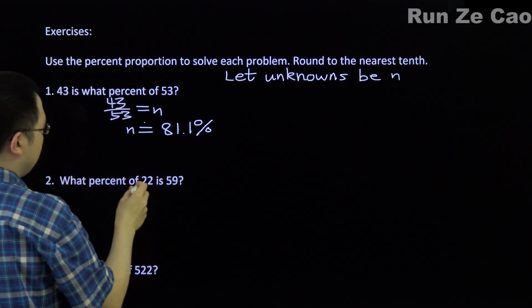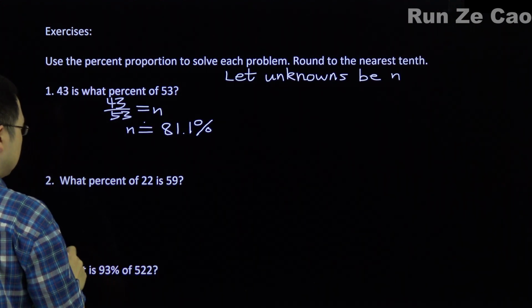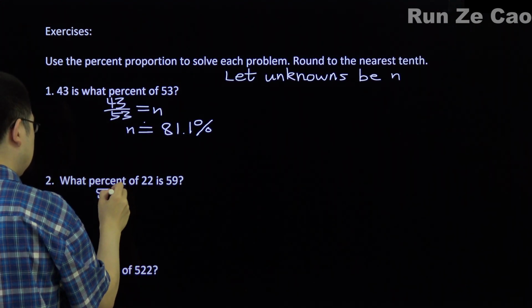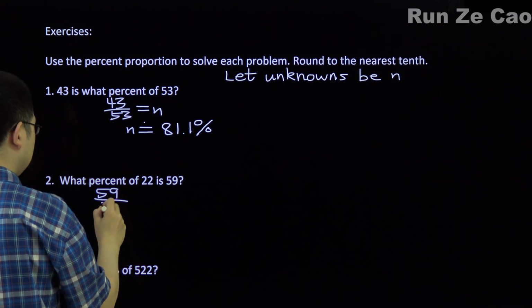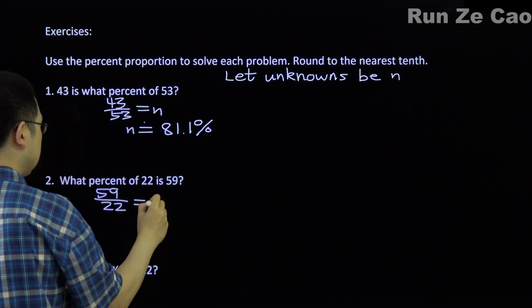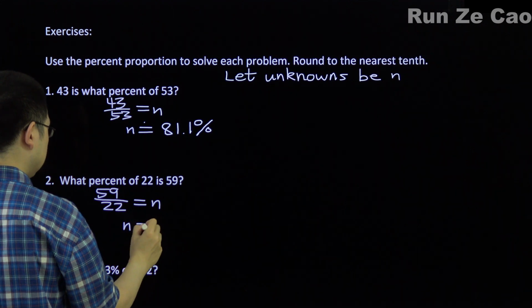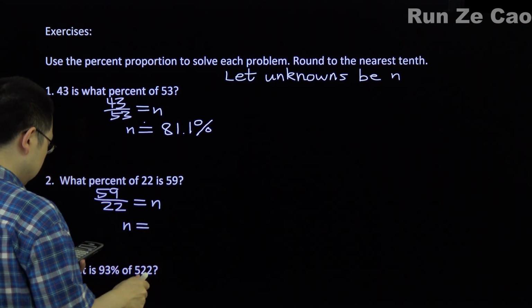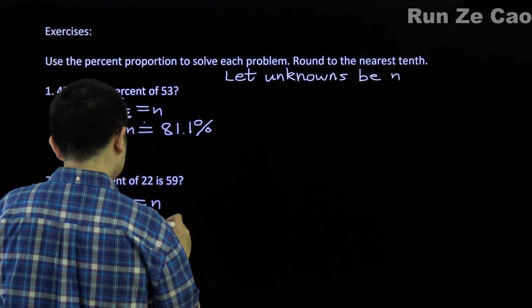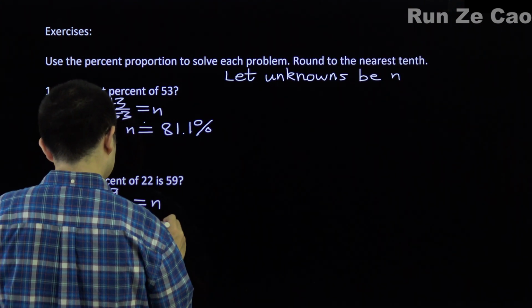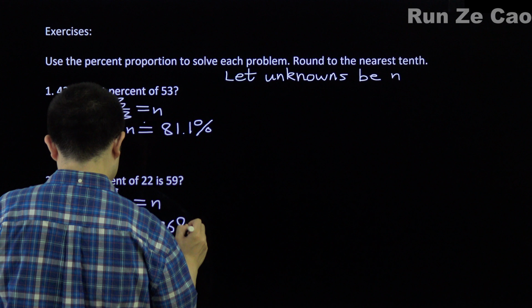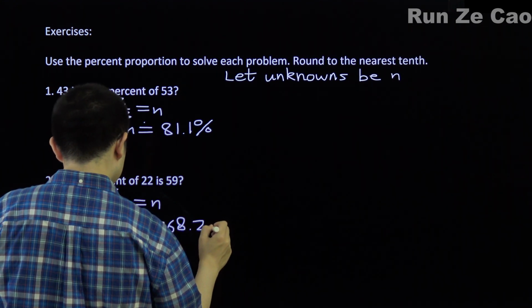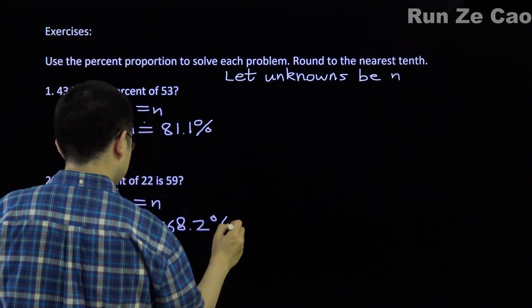What percent of 22 is 59? So 59 compared to 22 is how many percent? Well, we just divide. So 59 divided by 22. We get approximately 268.2%.